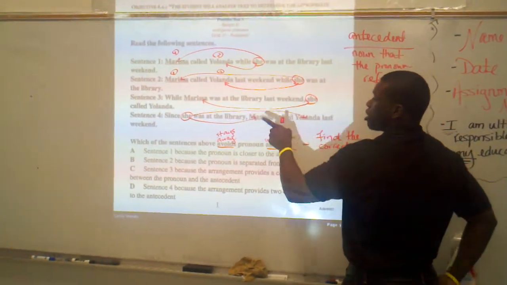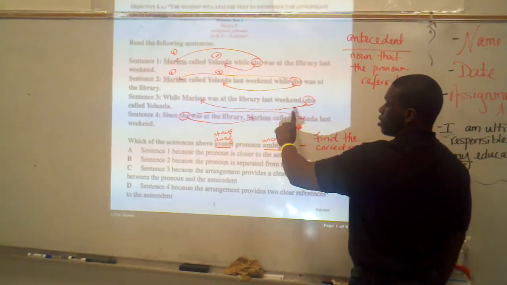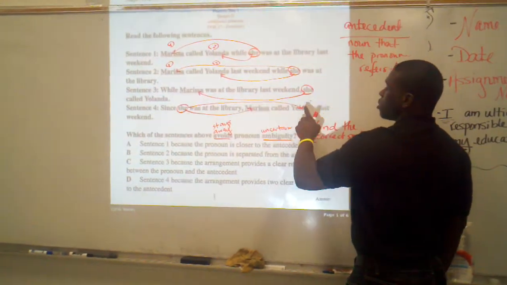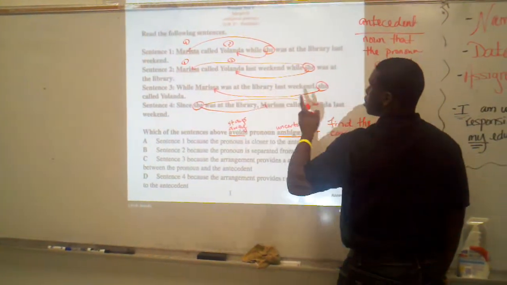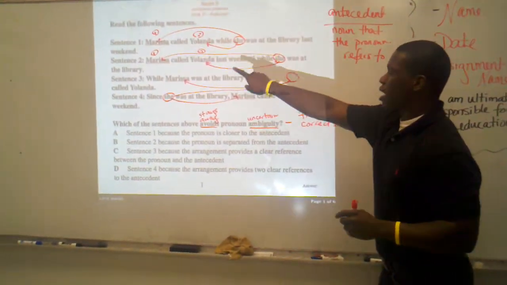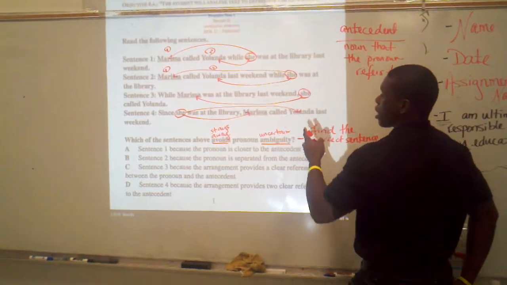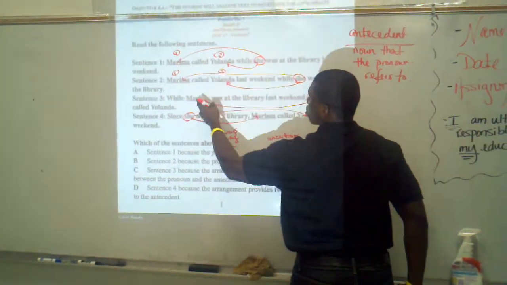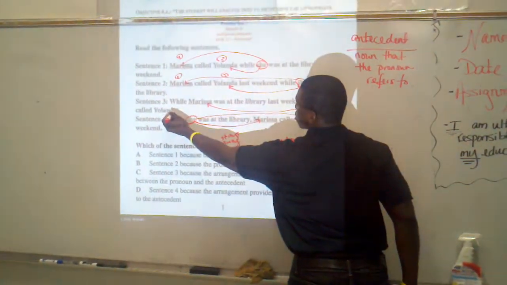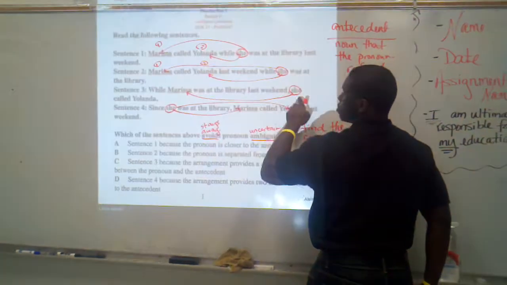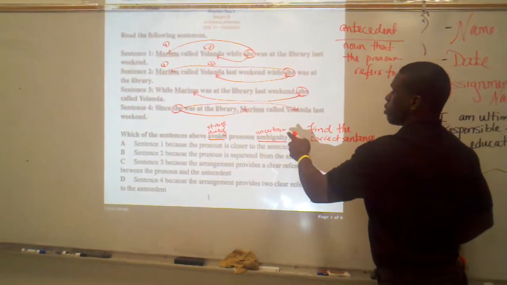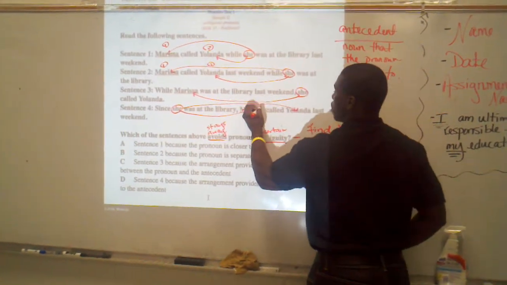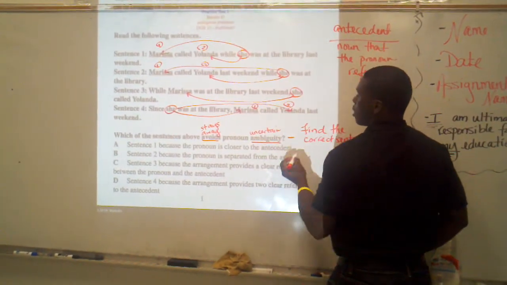In sentence 3, while Marissa was at the library last weekend, she called Yolanda. The reason Marissa is our only antecedent here is because we assume that Marissa did not call herself. Okay? So she called Yolanda. Yolanda cannot be she because she would not have called herself. Sentence 4. Since she was at the library, Marissa called Yolanda. We have 1, 2 possible antecedents.